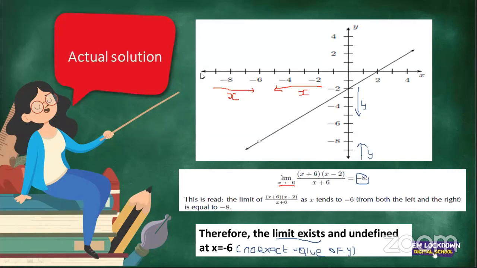But then you have functions where they are not defined at certain points, but the limit exists. So just because the limit exists doesn't mean that it's defined everywhere. So your homework is.